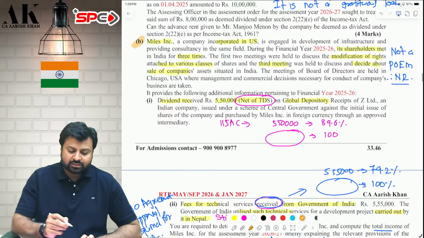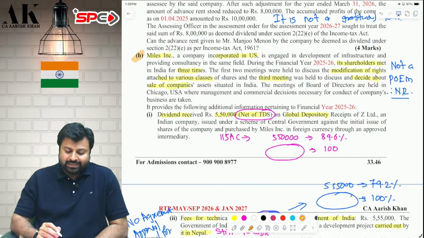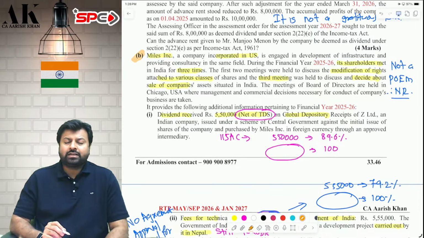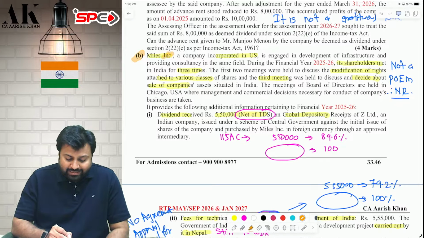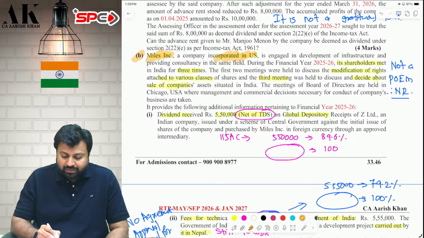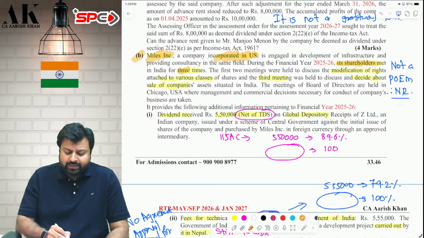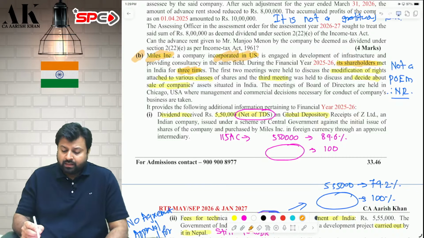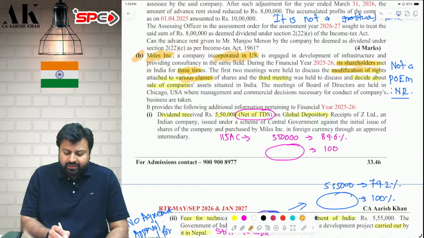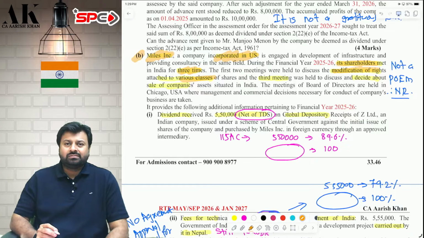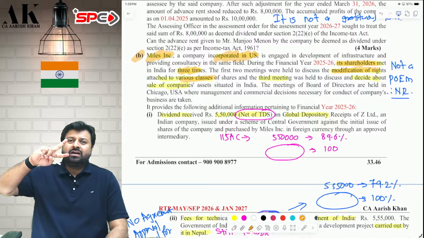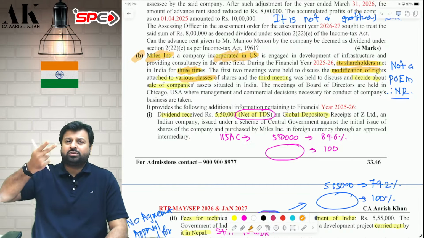And the third question in this particular question is on non-resident taxation and determination of residential status. Miles Company Inc. is incorporated in US. Their shareholders have met in India 3 times in the current year. 2 times they have come to India for modification of various classes of shares. It means they want to change the paid up capital from 10 rupees to 100 rupees, or 100 rupees to 10 rupees, or 10 rupees to 1 rupee.